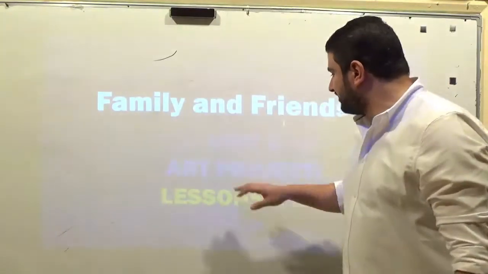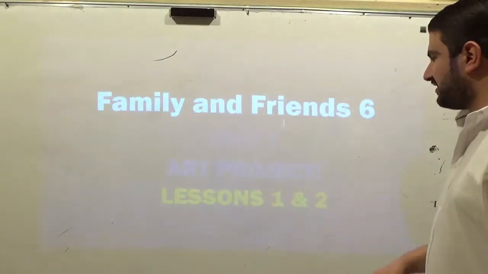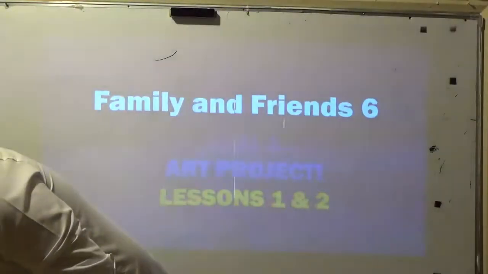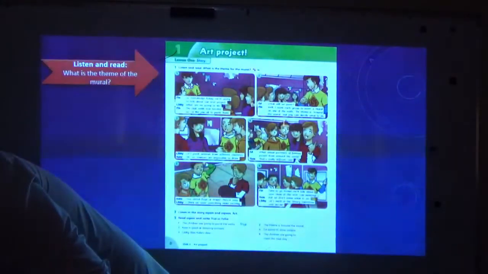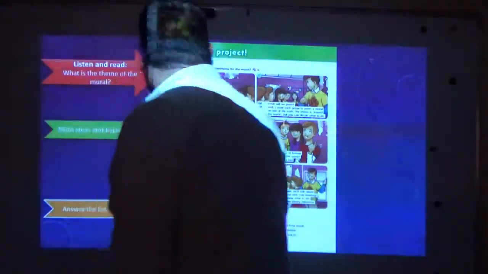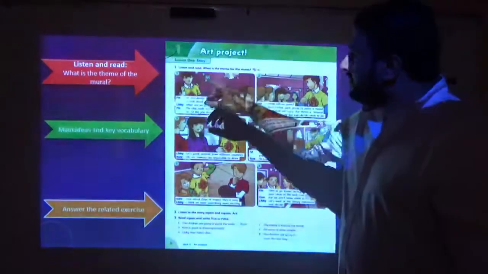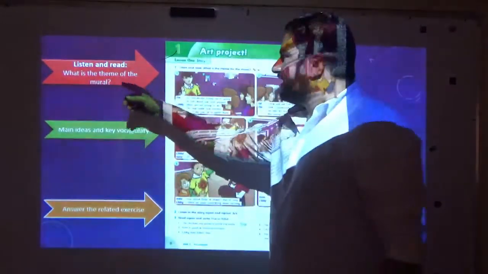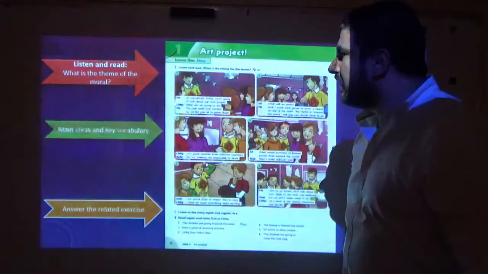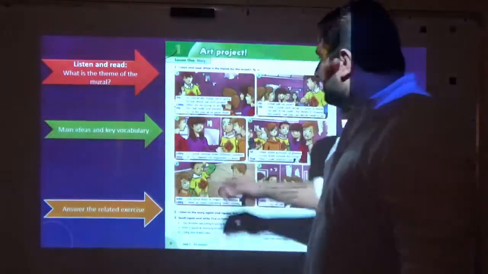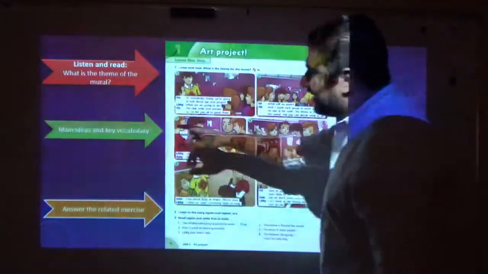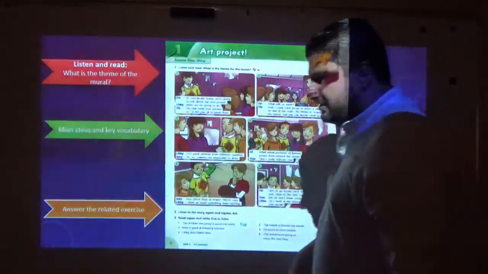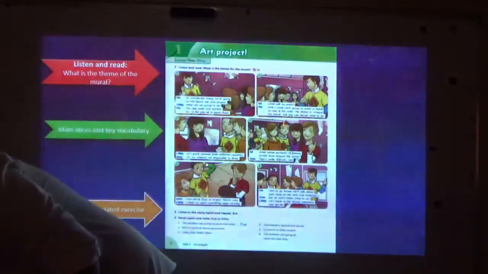Today we will start unit 1, art project, and we'll take lessons 1 and 2. Let's start. Here we have the first page of our lesson today, lesson 1, and we will listen and read to answer this question: What is the theme of the mural? Later we will discuss the main ideas of this part and the key vocabulary. After that, we'll answer some related exercises. To move on.